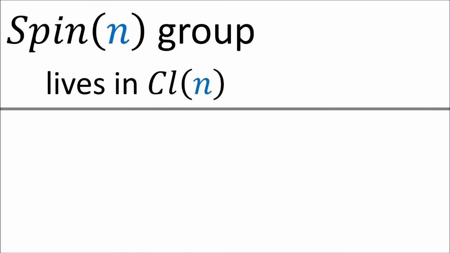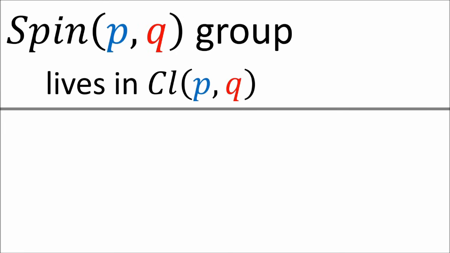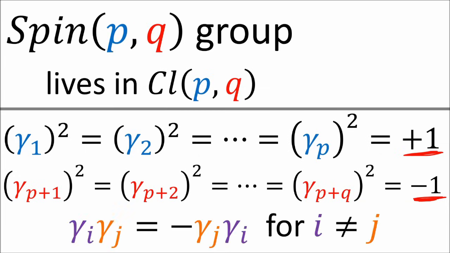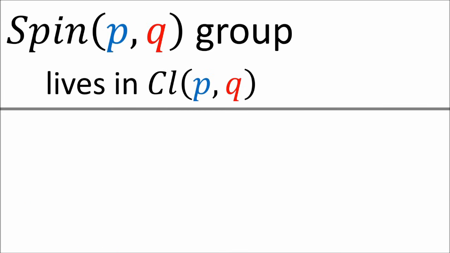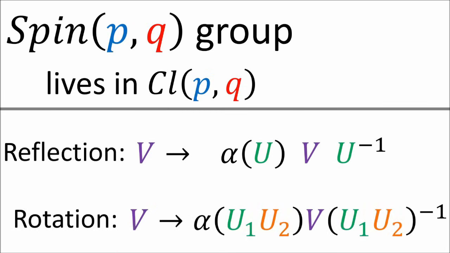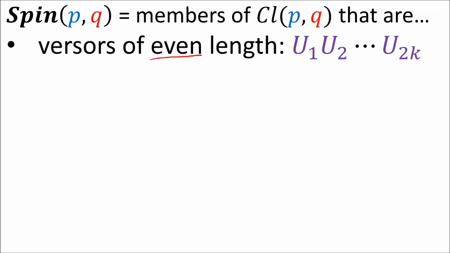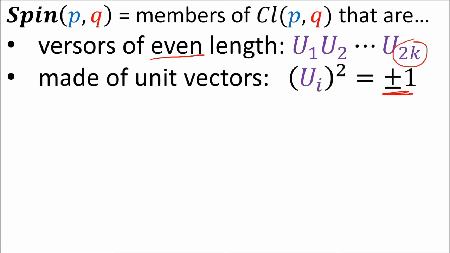Now, we just need to put in a little more work to generalize this to spacetime in a Clifford algebra CLPQ, with p time dimensions and q space dimensions. As discussed previously, the reflection and rotation formulas work the exact same as in physical space. Negative conjugation with a vector for a reflection, and positive conjugation with a grade 2 versor for a rotation. We can define the spin PQ group almost exactly as before, even grade versors made of unit vectors.